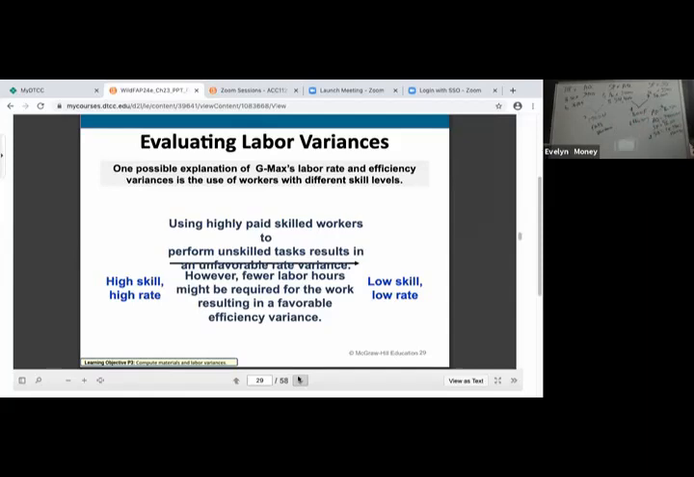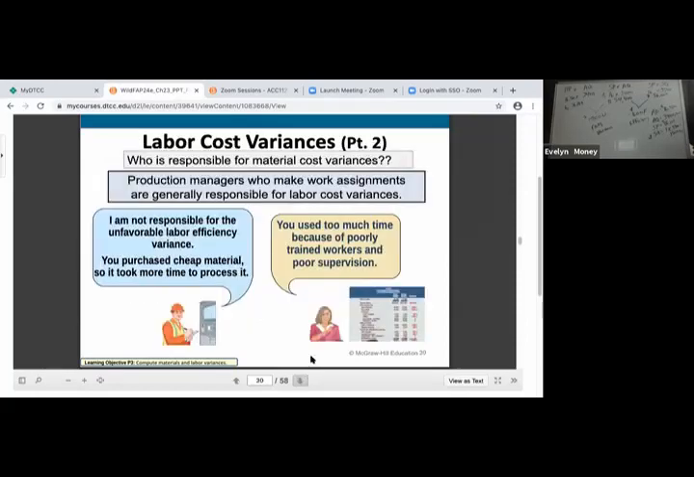So that's a balancing act. Do you really want your high skilled workers doing low skilled tasks? Yes, they finish faster, but you have to end up paying them more. And when you look at the overall variance here, the overall variance does end up being unfavorable. So who's to blame for this?